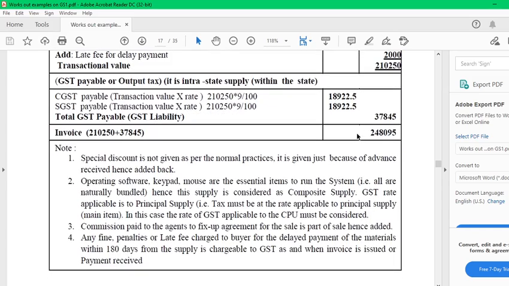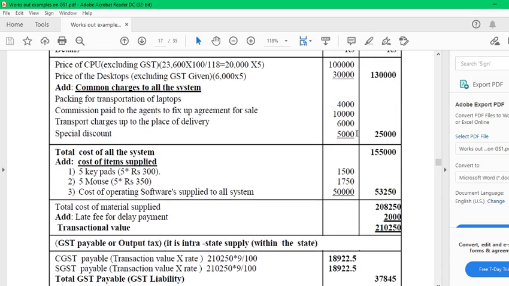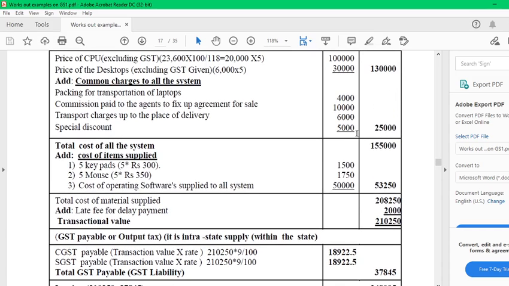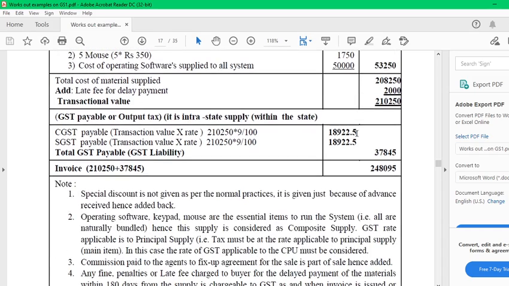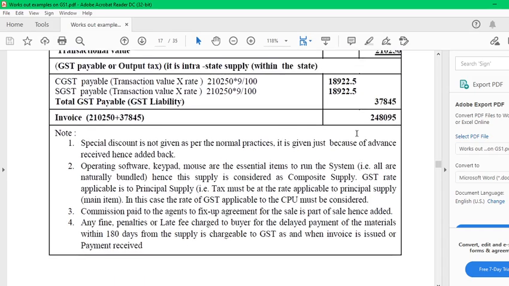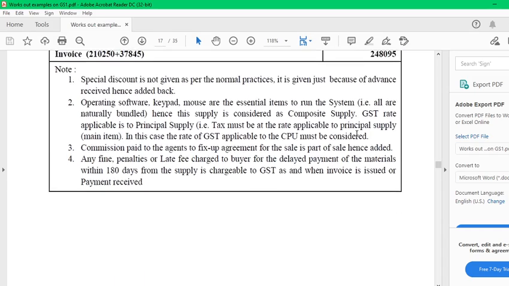The special discount is given as per the normal practice. Why should you add the special discount given? Because it is given on account of the advance. Advance is a special discount. It is a part of the invoice. Therefore, it is included, and it is not a trade discount. If it were a trade discount, I would do it differently, because it delays by 180 days or more than that.